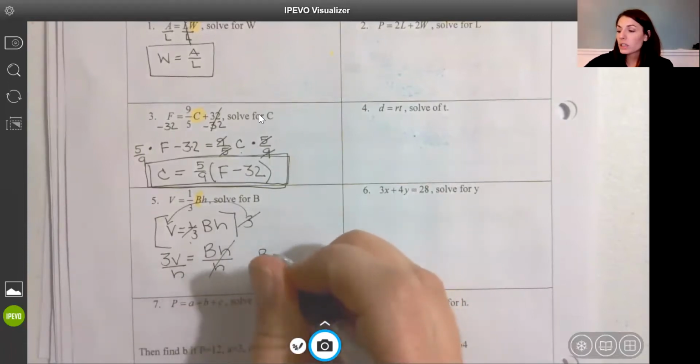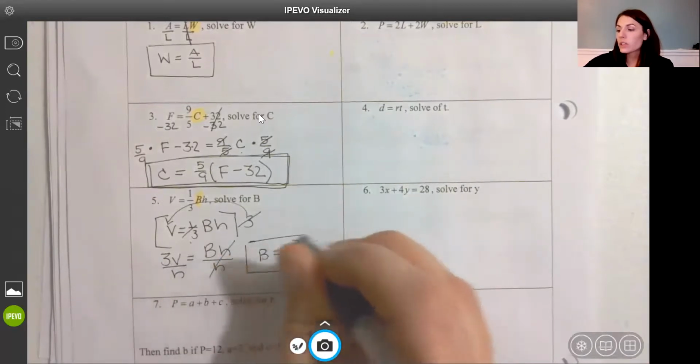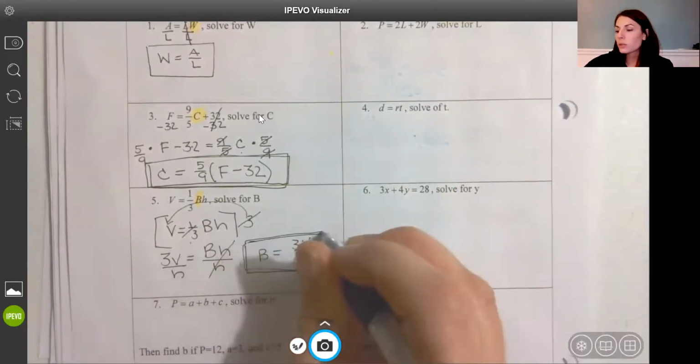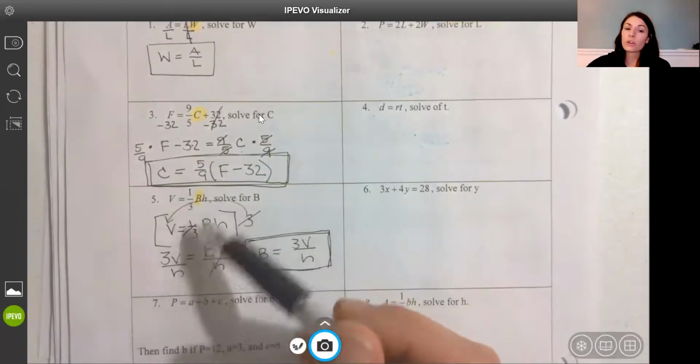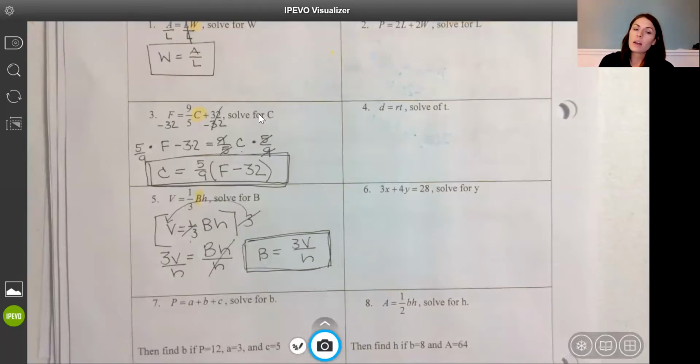And I get b equals 3v over h. So a few different ways you could have thought about that. I could have thought, well, b is being multiplied by both 1/3 and h, so I can divide by 1/3 and h. But dividing by 1/3 is a little bit funky. I wouldn't leave it as dividing and then a fraction in the denominator, which is why, on problems like this, I tend to deal with the fraction first by multiplying by the reciprocal or clearing fractions, however you want to think about it in that case. And then I deal with the other stuff that's being multiplied there.